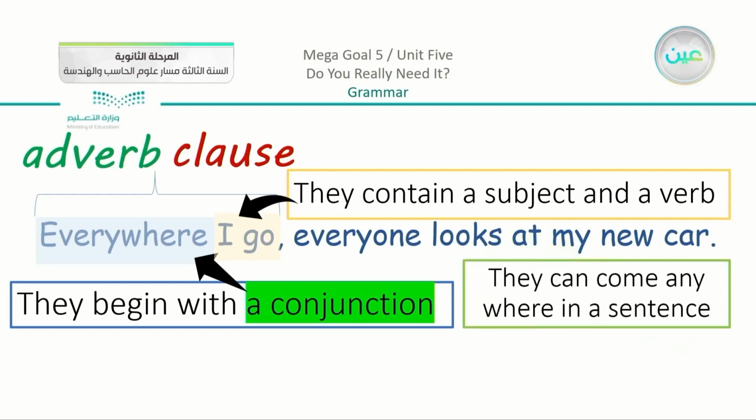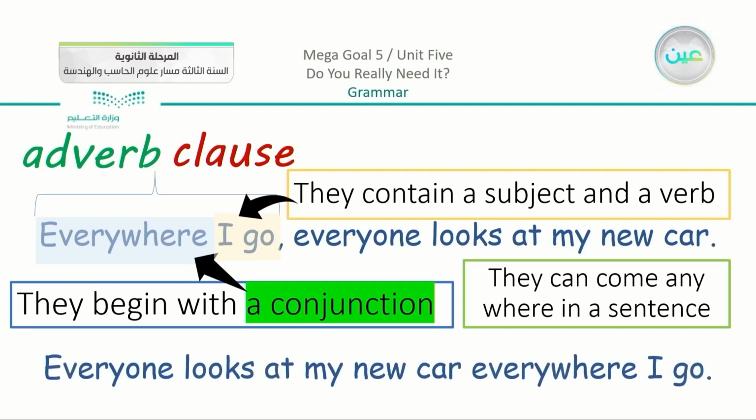And the third point, we know that they can come anywhere in a sentence. So I can put it in the beginning and say, everywhere I go, everyone looks at my new car. And I can rearrange the sentence and say, everyone looks at my new car everywhere I go. Here you can see that the meaning does not change, but the sentence order changed. But note something, that we have a comma if the adverb clause is in the beginning, but if the adverb clause is at the end or in the middle of the sentence, there is no comma. So since we have our adverb clause at the end, we do not need the comma.